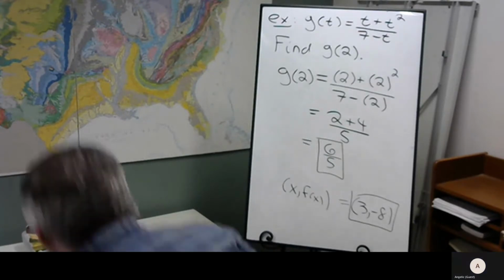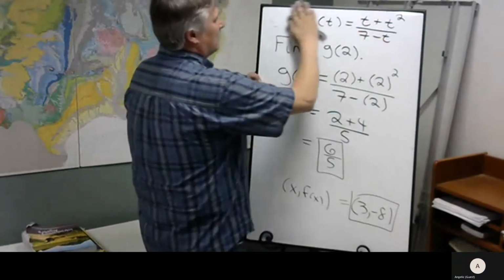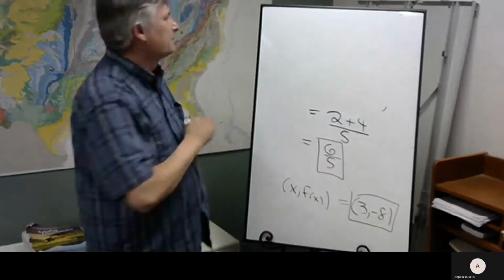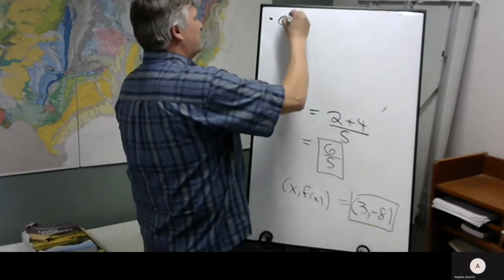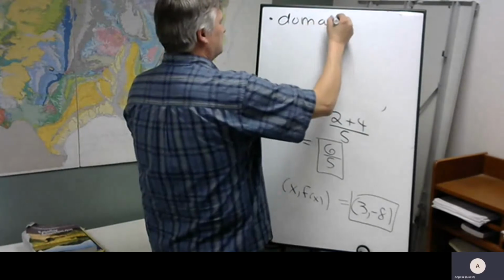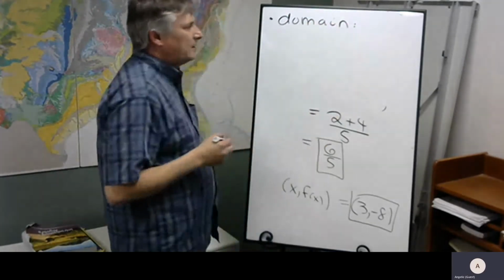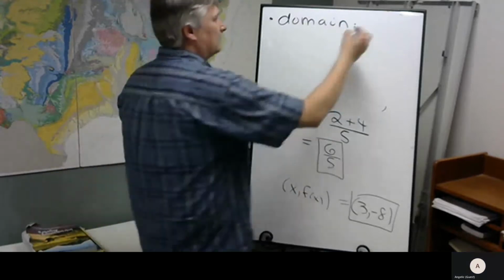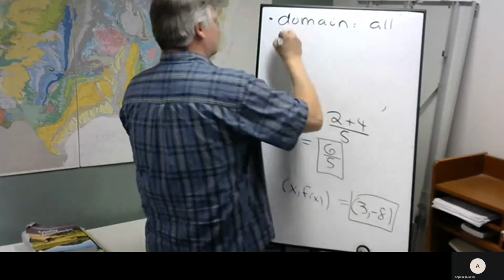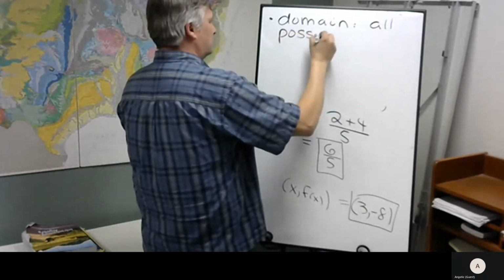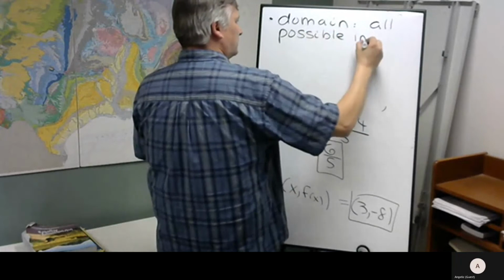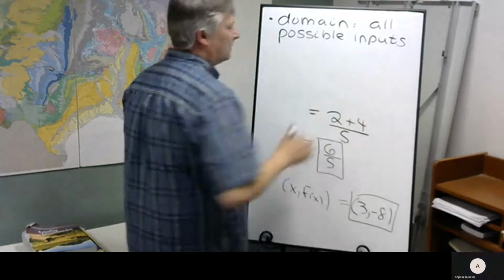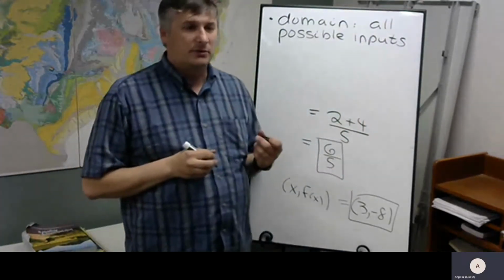Okay, so what does come up, and you might have heard of this before, is a concept called domain. What domain basically is, it's all the possible inputs. A domain is all the possible inputs.